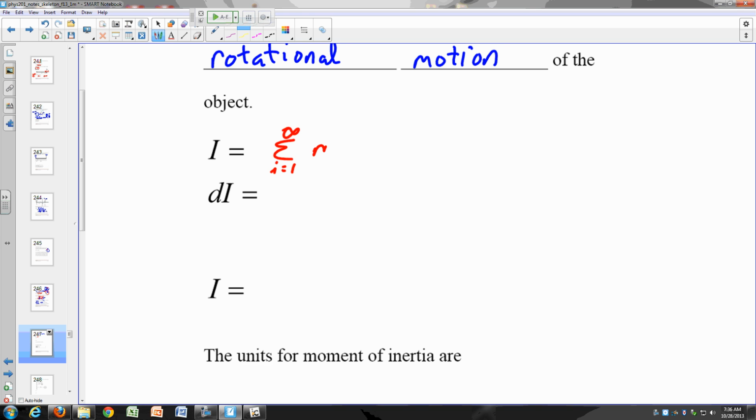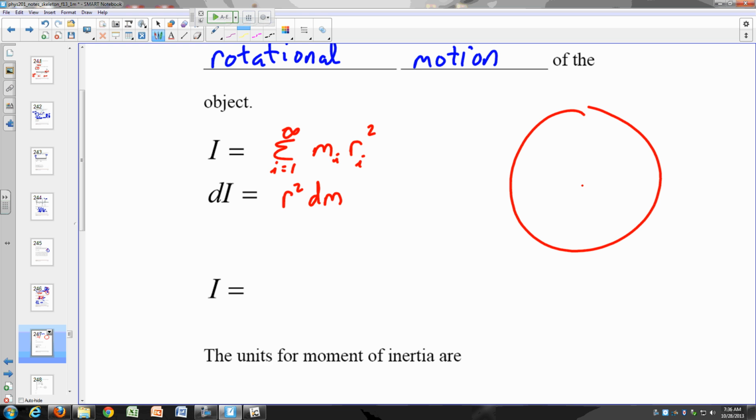Times m, the mass of each element, times the distance of each element from the rotation axis squared. So I can call this a differential element of my moment of inertia, and that's going to be r squared times dm. If I have an object, a rotating body, we'll just take a disk, for example, then this is my differential element.